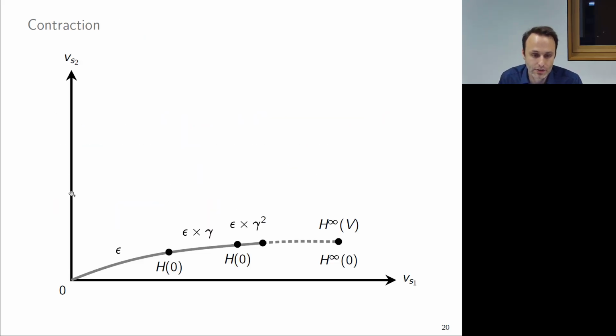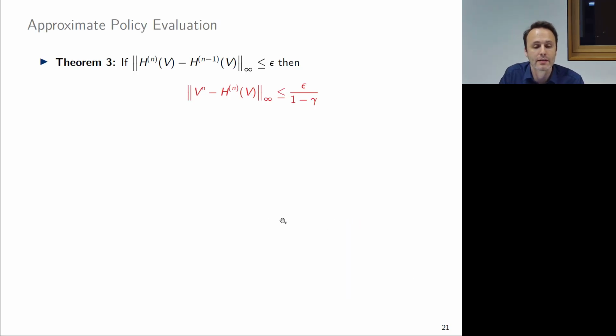To get an intuition for this, let's take a look at this picture. If we do it in 1 iteration, we have this epsilon. If we do it in 2 iterations, we have epsilon times gamma. And if we do it again, we have epsilon times gamma squared, and so on. It's a geometric series, so we end up at the optimal value, and how far we are away is determined by the discount factor. Now let's take a look at theorem number 3, where we can say something more about this.